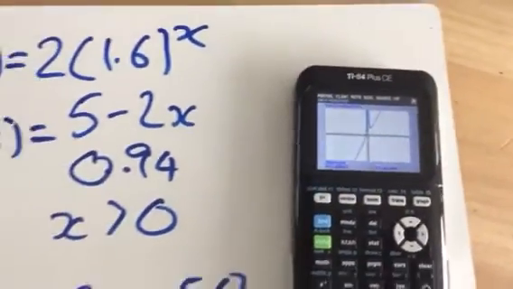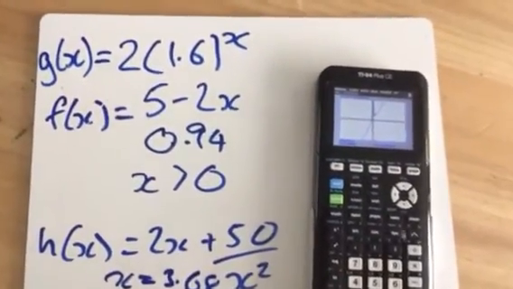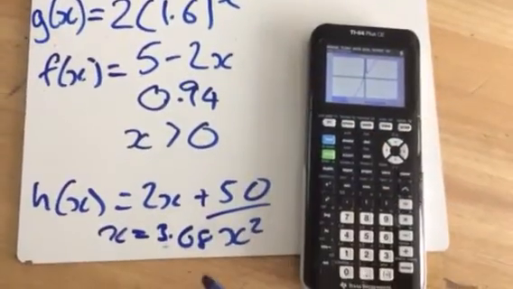Fantastic, there we go. So that's two little exercises to find out the point of intersection and minimum using our GDC.